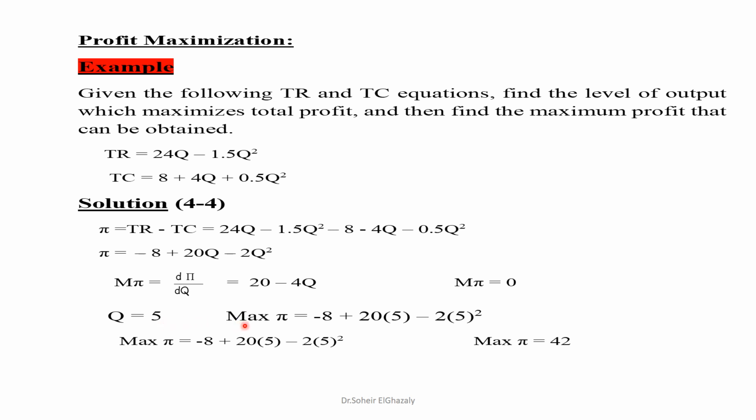Okay? How much is the maximum profit? This is the maximum profit, here, this equation. Every time I see q, I will put 5. So put 5 power 2, then calculate it. You're going to have the maximum profit 42. Very easy if you concentrate, if you keep practicing, if you have no illusion of difficulties. Okay, it's very easy.